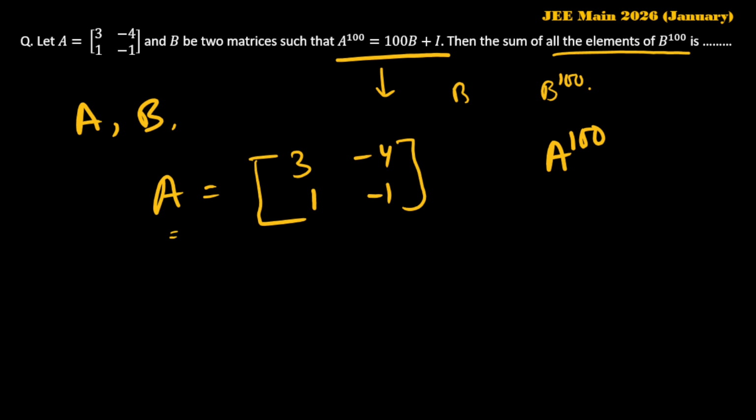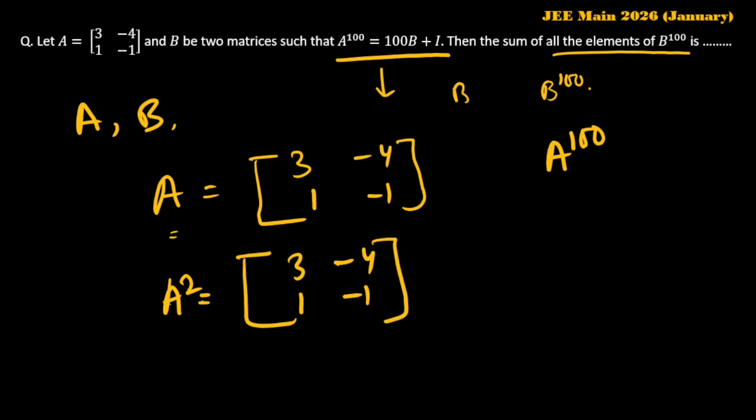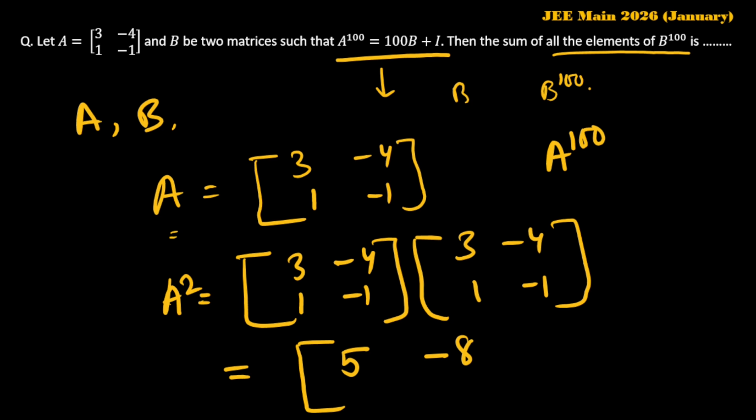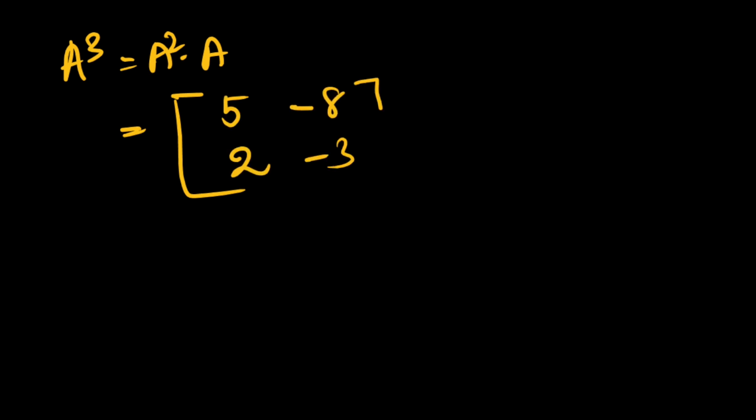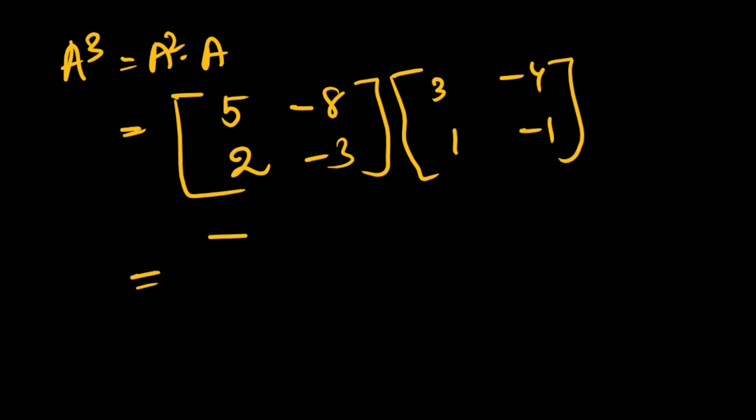A is given, so next we find A square, that is [3, -4; 1, -1] multiplied by the same matrix [3, -4; 1, -1]. That is equal to [5, -8; 2, -3]. Next we find A cube, that is A square multiplied by A. Previously we got [5, -8; 2, -3], multiplied by matrix A [3, -4; 1, -1]. If we multiply this, we get [7, -12; 3, -5].